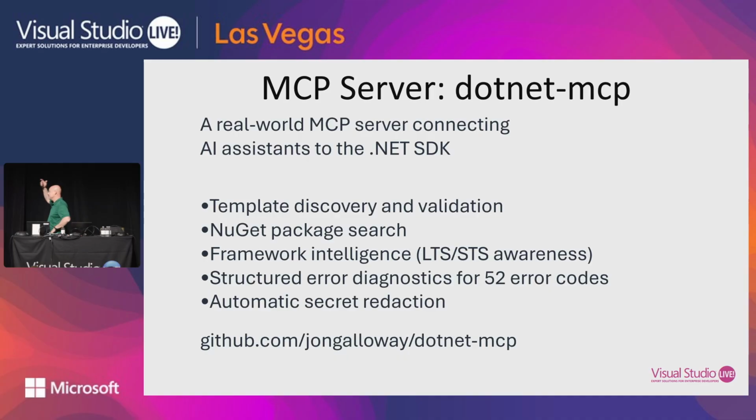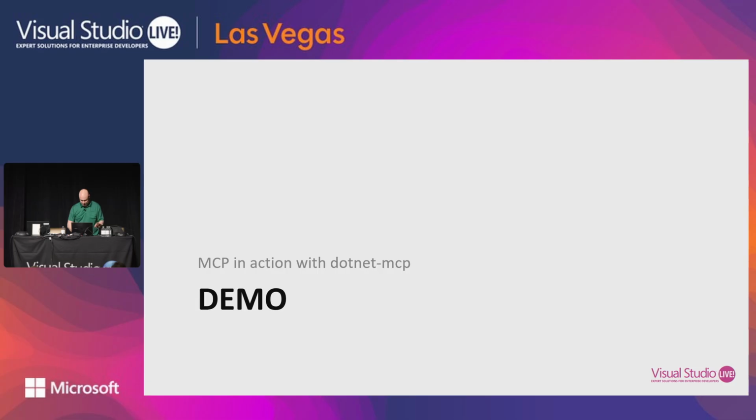So I hacked away. I've spent months on this, actually, and I've basically been project managing. I've been reviewing at a pretty deep level, but I've used Copilot to help write this. This is some of the stuff it'll do. It knows what templates are available. It has intelligence about which frameworks you have installed, which ones are long-term support, short-term. It understands error codes it gets back from .NET Build or from NuGet, handles secret redaction, all that sort of stuff. So I think this is pretty cool, and I'm going to show that off.